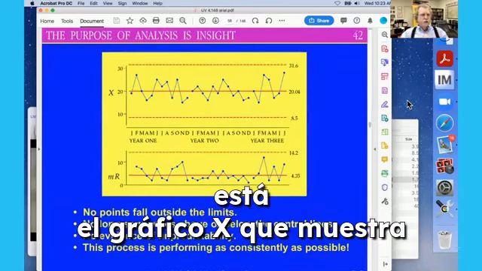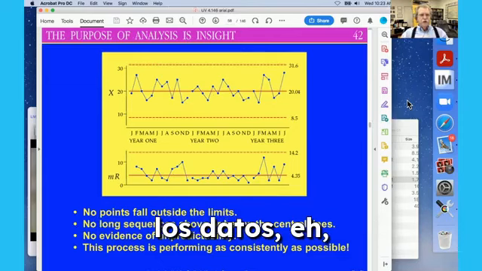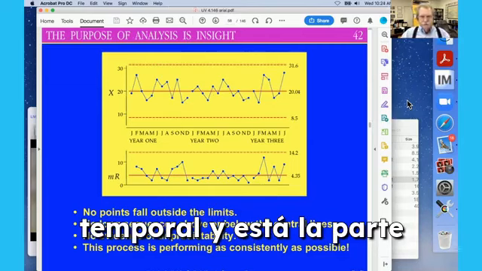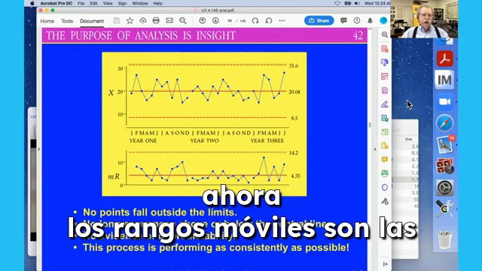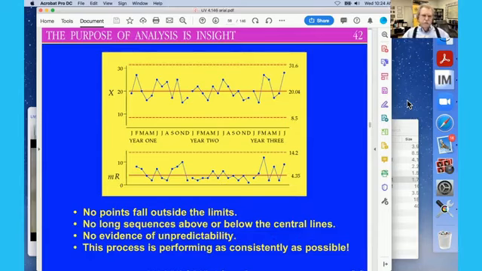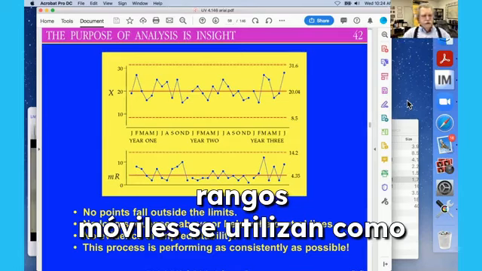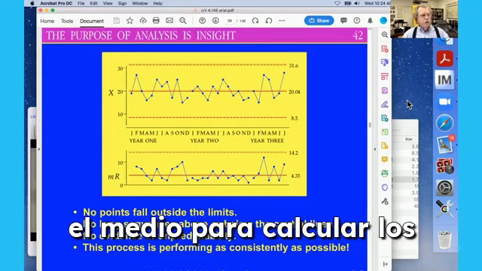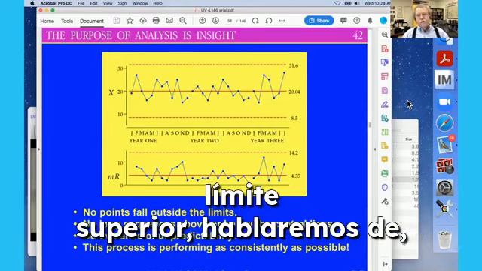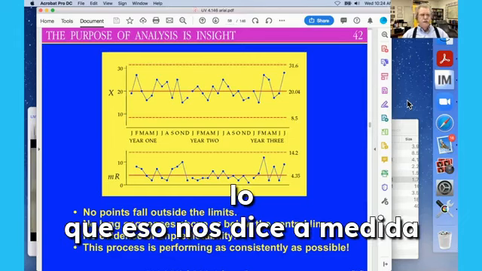You have two parts to the chart. There's the X chart, which shows the data in their time order sequence. And there's the moving range portion. Now, the moving ranges are the differences between successive values. And the moving ranges are used as the means of calculating the limits. And they have an upper limit as well. We'll talk about what that tells us as we go on.